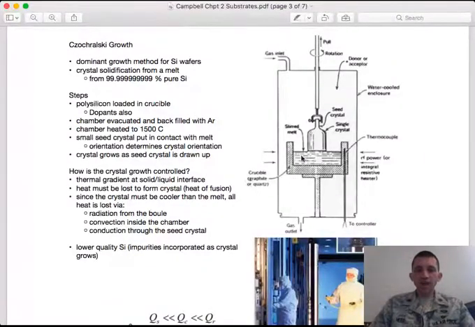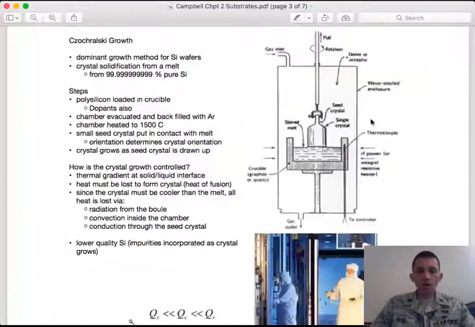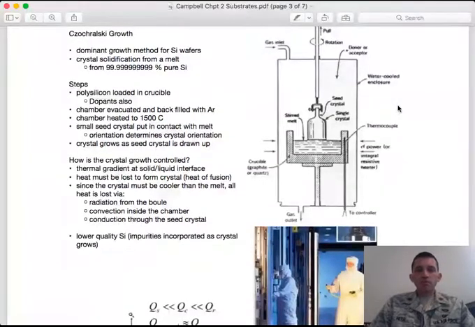You may also add in the dopant material that you want to be in your final crystal, whether you're growing N-type, where you add a group 5, or P-type, where you add a group 3 element. And then you have an evacuated chamber, right? So you evacuate it and you backfill with argon, so you can have an inert atmosphere to control contamination. And then you heat the whole chamber up to above the melting temperature of silicon, so that you have a molten material. That provides the raw material for growing the crystal.